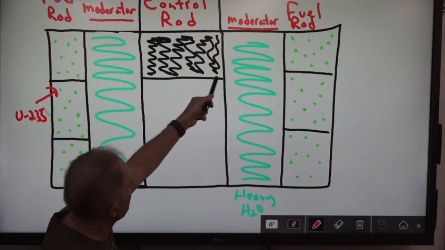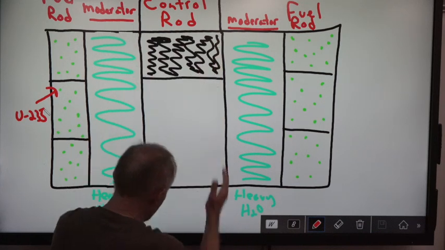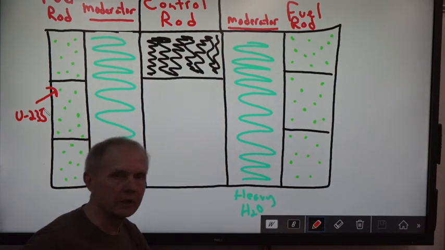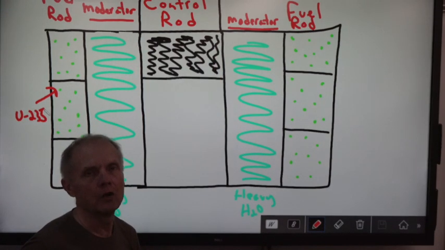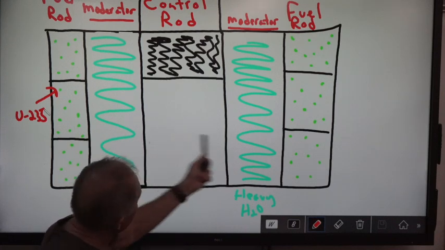Then we have a control rod. It's down this far. It extends way up, and if it came all the way down through the core, it would stop all the neutrons from hitting all uranium-235 nuclei, stop the reaction cold. So that's kind of what it looks like.